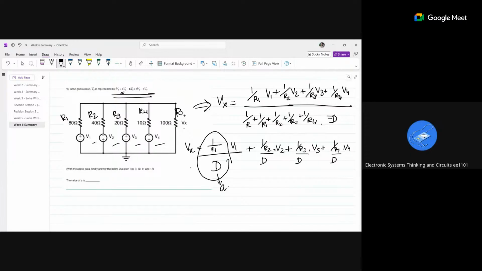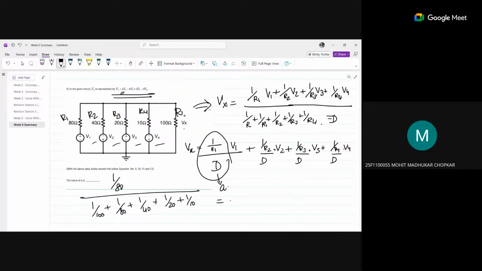Now you can find it, right? Can you find the value across the 80 ohm? Yeah, you can just find it. 1 by R1 is 1 by 80, divided by, 1 by R is 1 by 100, divided by 1 by 80 plus 1 by 40 plus 1 by 20 plus 1 by 10. Solve it and tell me what you're getting.